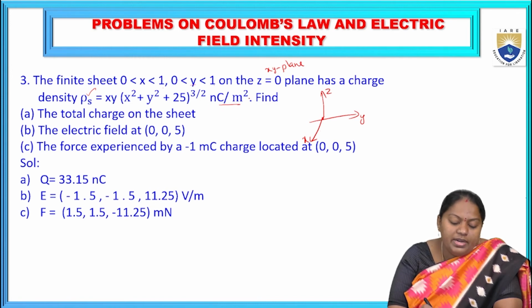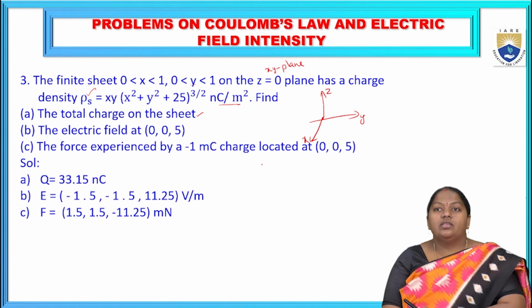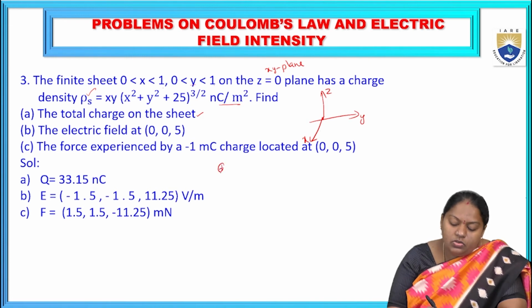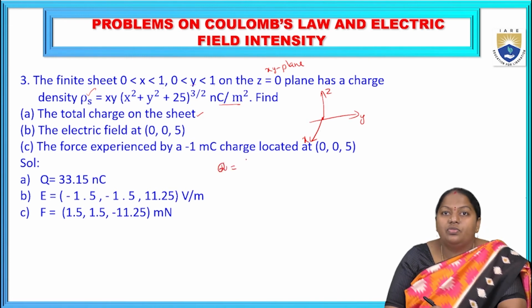Now, from the given, find the total charge on the sheet, the electric field at the point (0, 0, 5), and the force experienced by a 1 millicoulomb charge located at (0, 0, 5). Right? So from the given, first the xy plane is given, and along with that the charge density rho s is given. As we know, for continuous charge distributions in electric fields, those are line charge density rho l, surface charge density rho s, and volume charge density rho v.